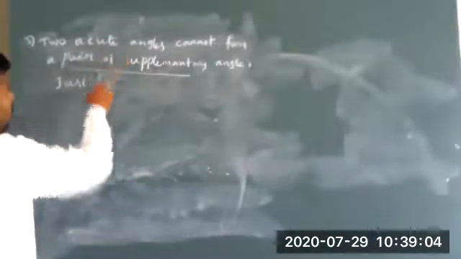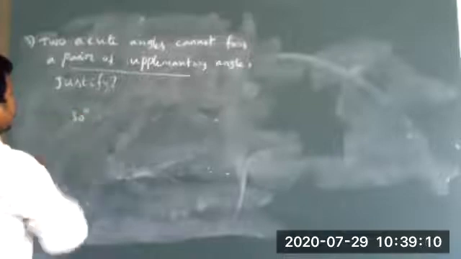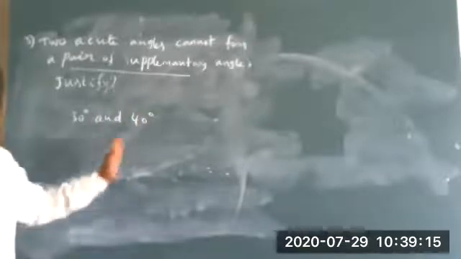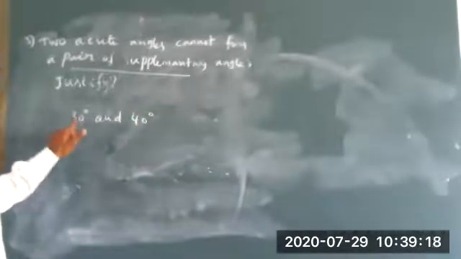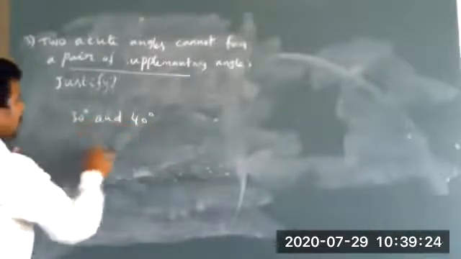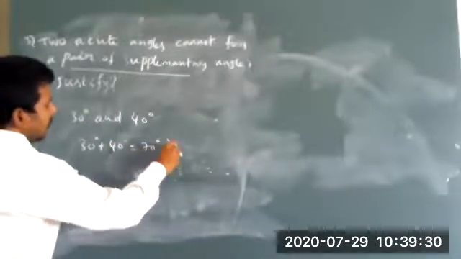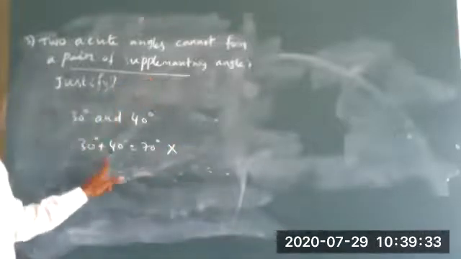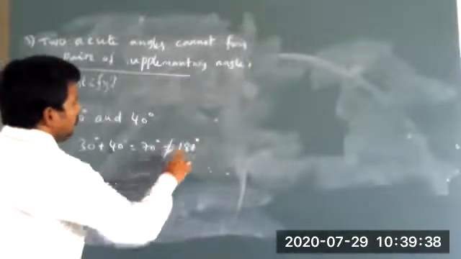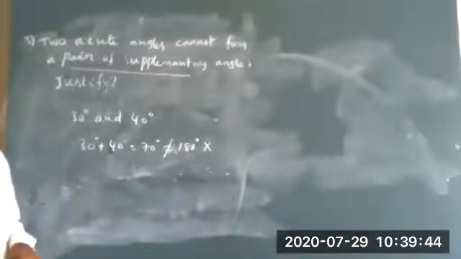For example, you take two acute angles, 30 degrees and 40 degrees. Why? Because they lie between 0 and 90. The sum of the two angles, 30 degrees plus 40 degrees, how much, children? 70 degrees. So it's not supplementary. Why? Because the sum of the two angles should be 180 degrees, and 70 degrees is not equal to 180 degrees. So it's not a pair of supplementary angles.